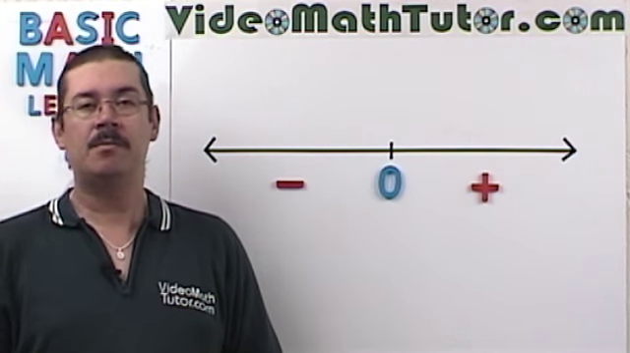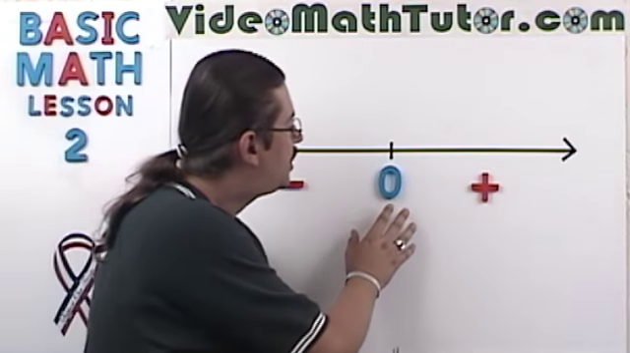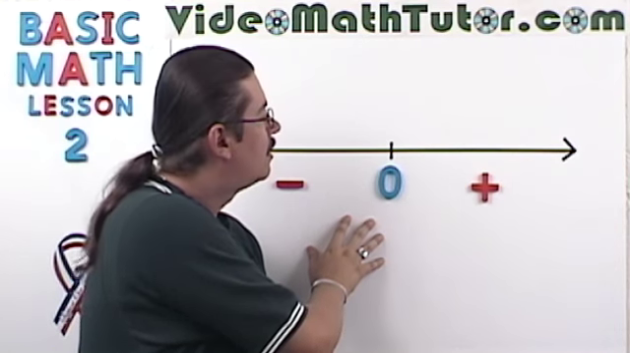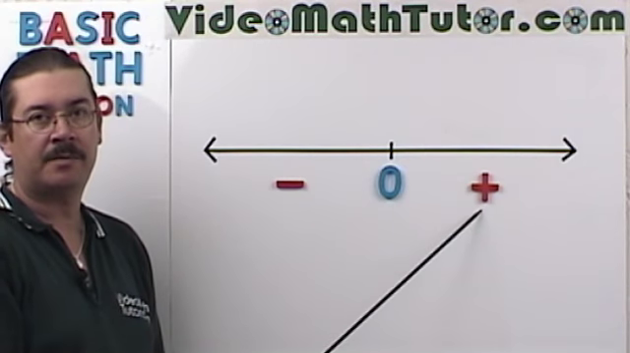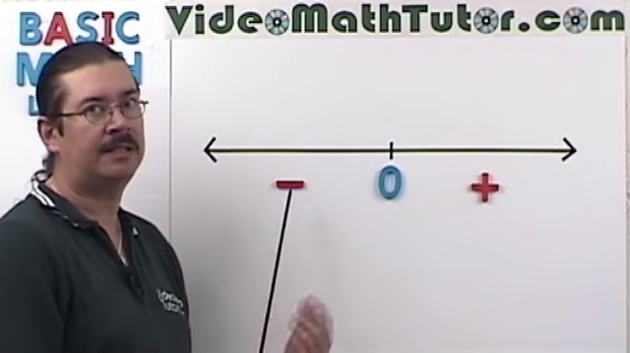Order of numbers. Numbers are ordered relative to where they're positioned, where 0 is. So numbers to the right of 0 are called positive numbers. And if numbers are to the left of 0, they're called negative numbers.